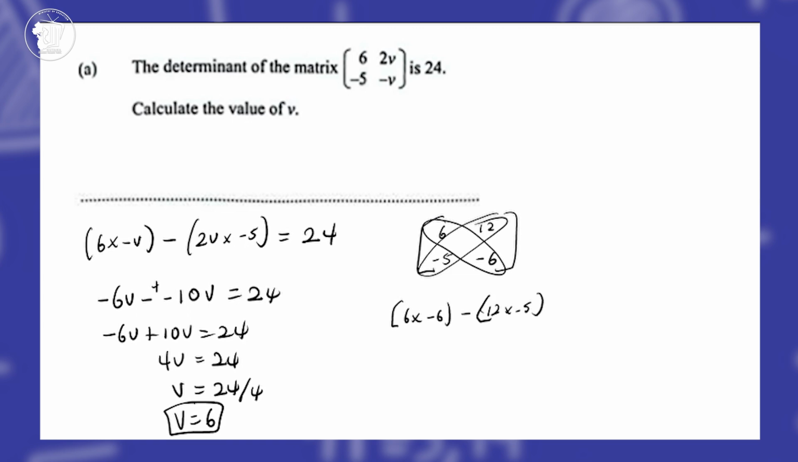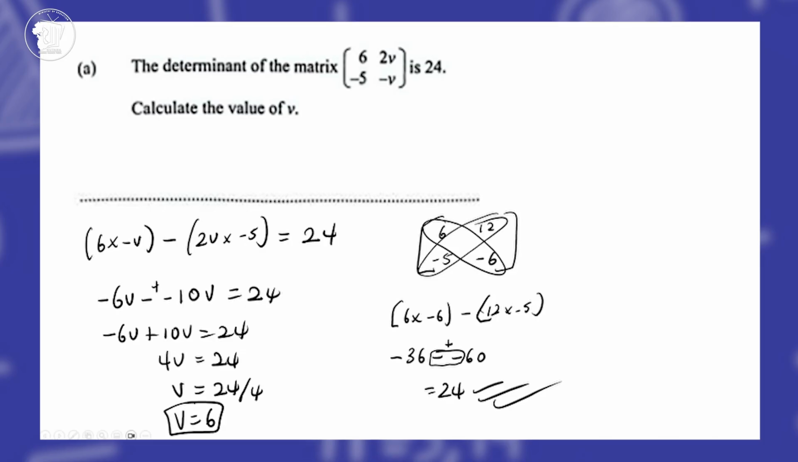So 6 times negative 6 will give me a negative 36, subtract 12 times negative 5 would give me a negative 60. So these two negatives will turn into a plus. So negative 36 plus 60 would indeed give me a positive 24. So that's how we know our answer is 100% correct and we have all of the marks. So this is our answer and this is how we check.